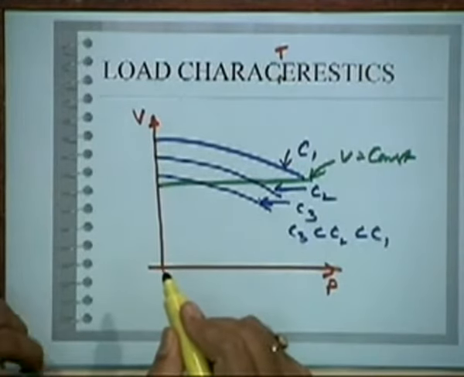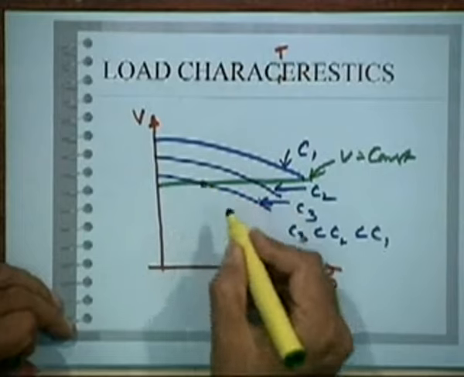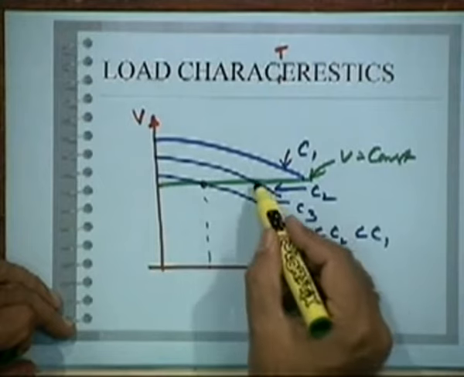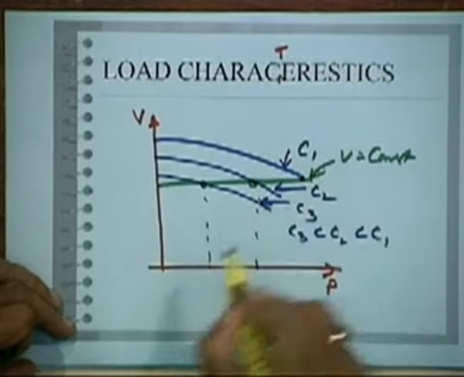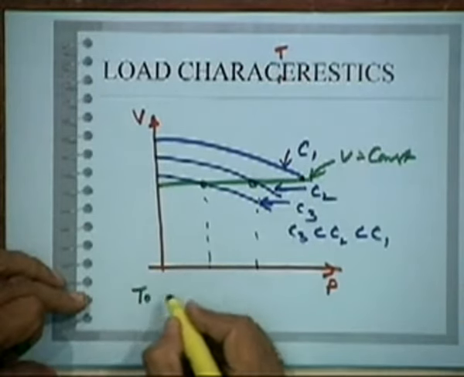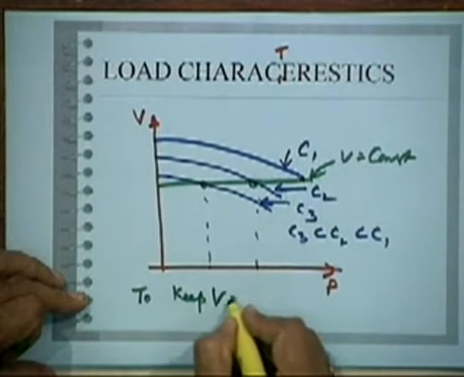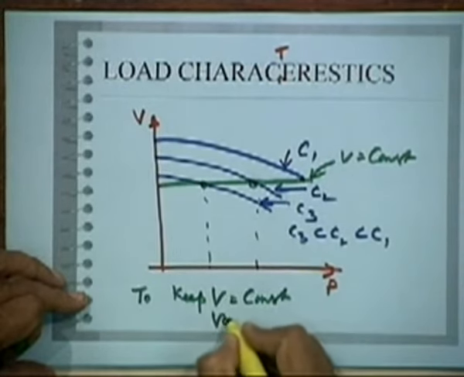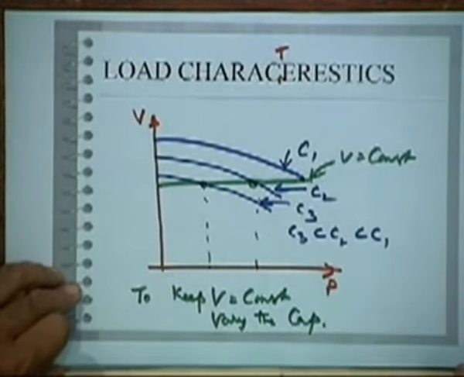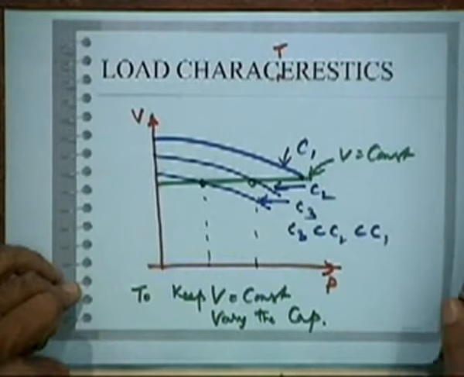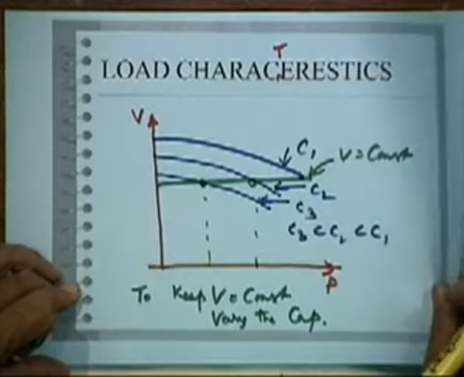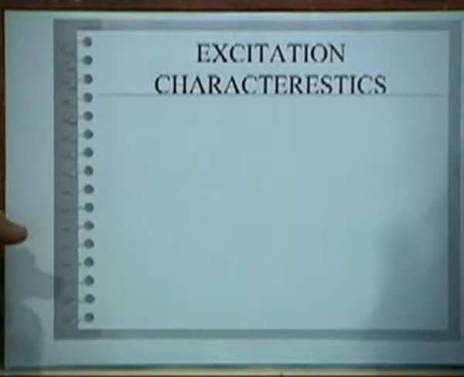What should we do? Vary the capacitance. So that means at this power I can have this capacitance, at this power I can have another capacitance, at this power another capacitance, right? Therefore, to keep Vt constant, vary the capacitor. You need a variable capacitor system to maintain the voltage constant at the same speed. Of course, if the speed changes, then you will have a different curve.